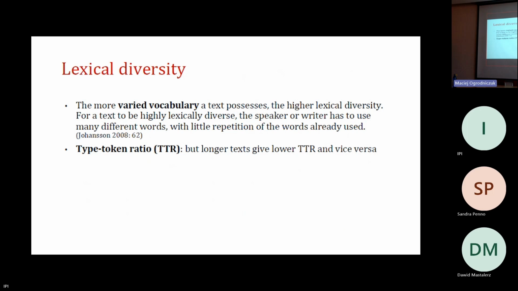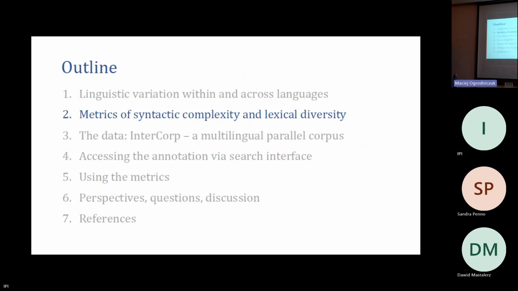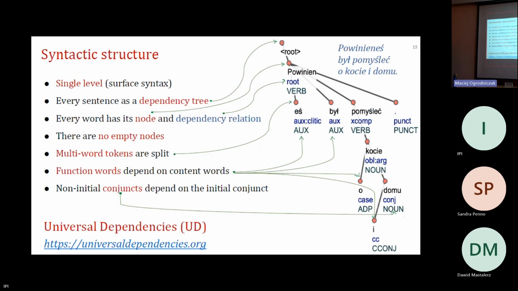So this must be used for texts that are more or less similar. So we try to go around this, and I'll show how. So now about these metrics, but before I start about metrics, this is the syntactic structure that we use in our corpus. Here is a Polish sentence, and it is analyzed like this.